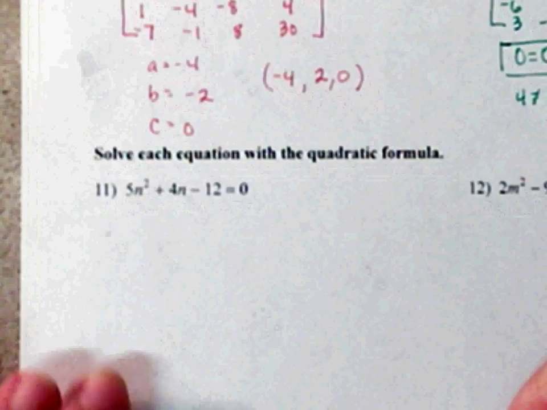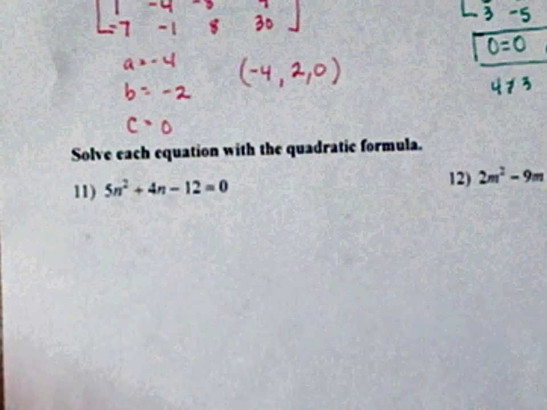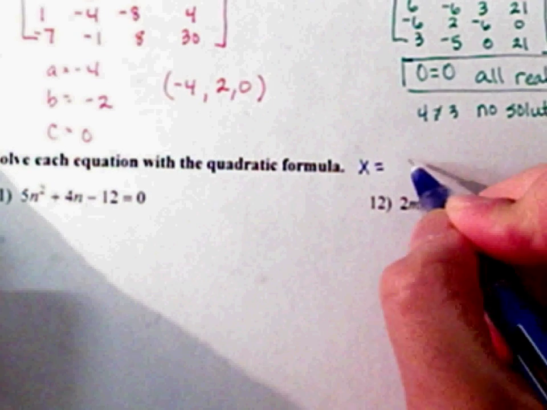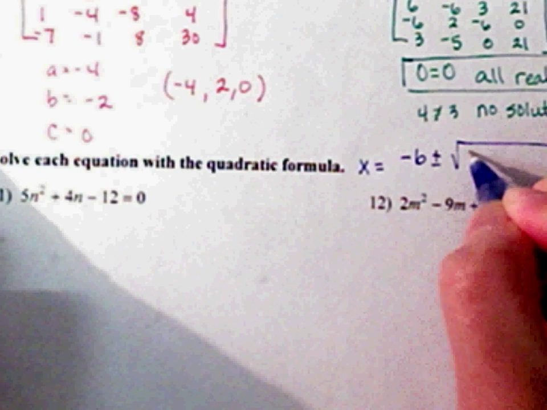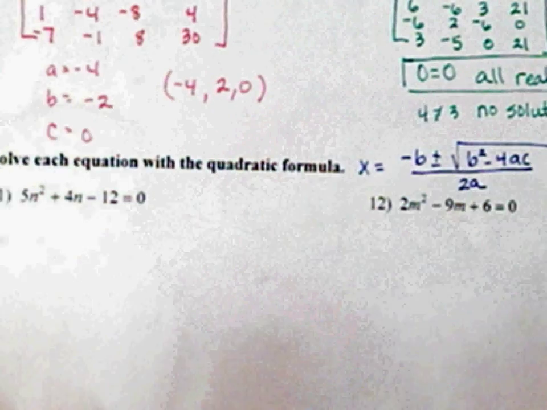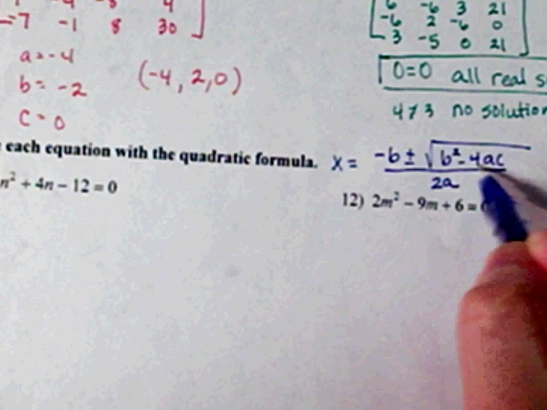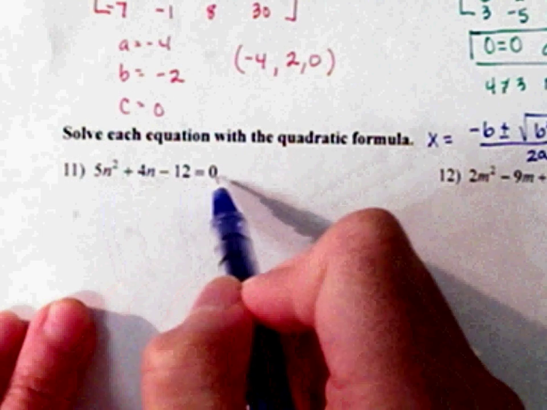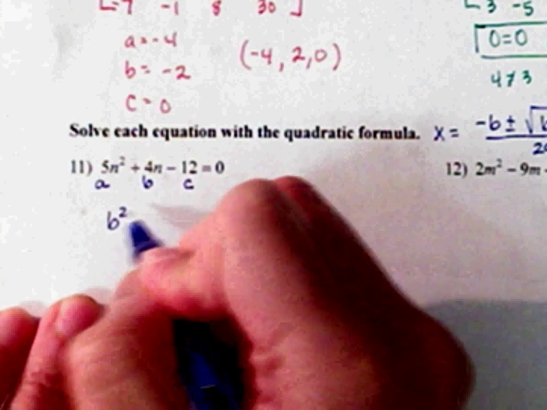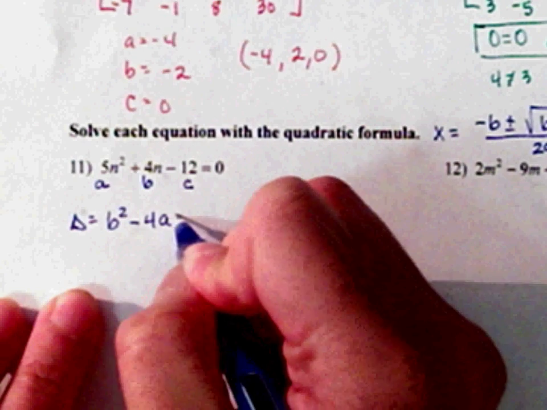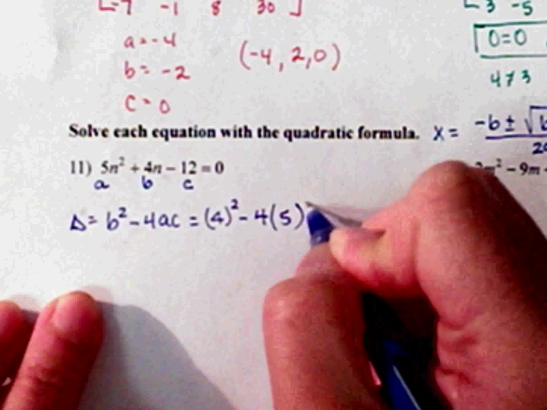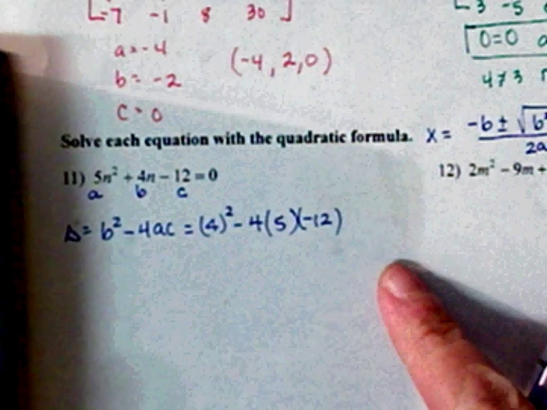Number 11. It says solve using the quadratic formula. And here's your quadratic formula. X equals negative b plus or minus square root, b squared minus 4ac, all of that over 2a. Okay? We're going to call this part right here our delta. So notice you have it all equal to 0. Here's your a, here's your b, here's your c. Take care of the delta first. b squared minus 4ac. So you're going to have 4 squared minus 4 times your a times your c. Just like that.